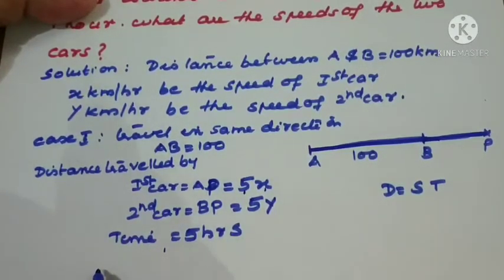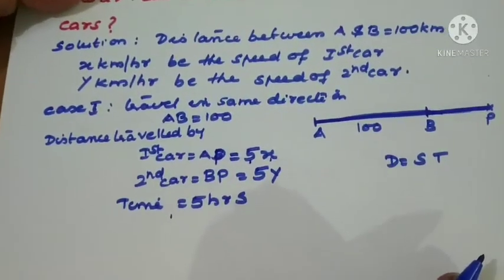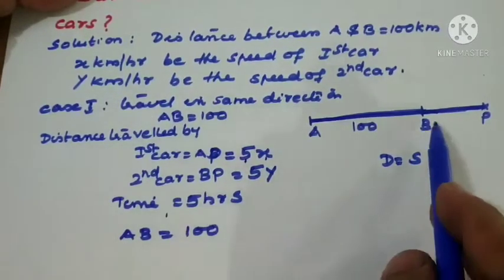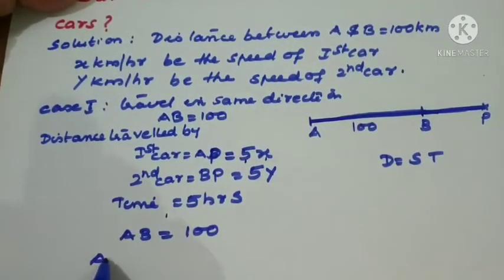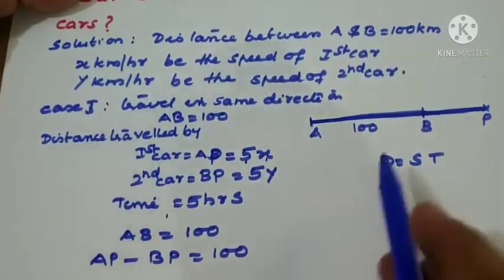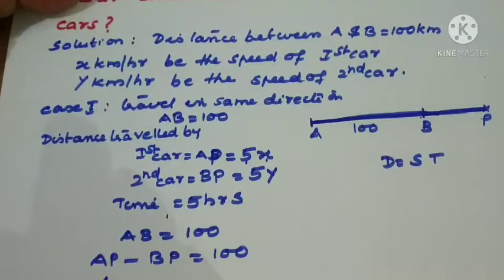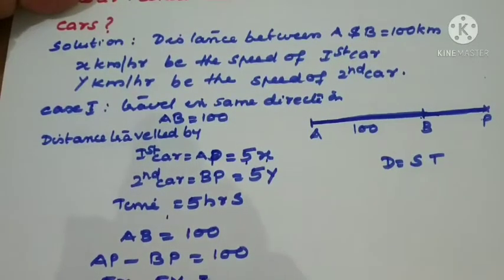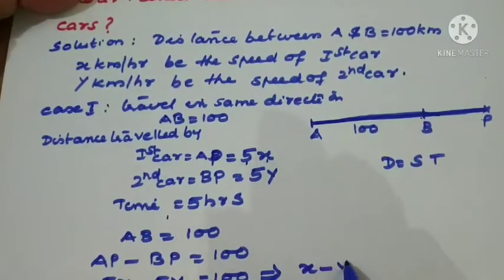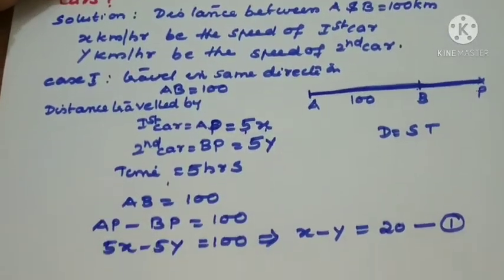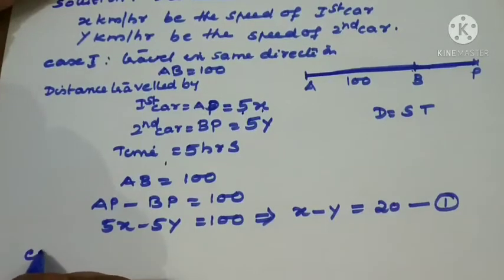Now what do we know from this one? We know that AB equal to 100 only. So from the diagram, what is AB? Is it AP minus BP? Clear? AP minus BP, that is 100 only. So 5x minus 5y equal to 100, which implies I can divide by 5: x minus y equal to 20. We got equation 1.